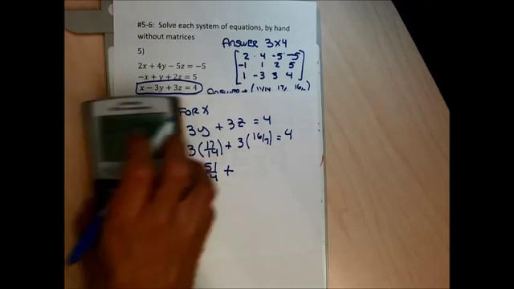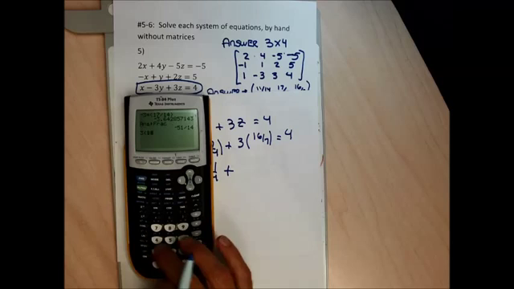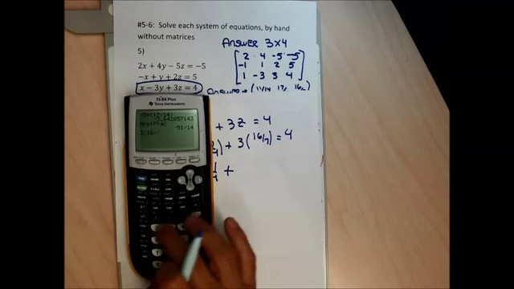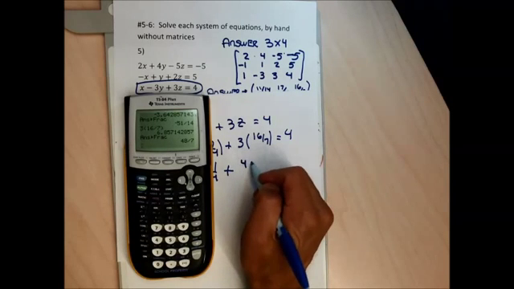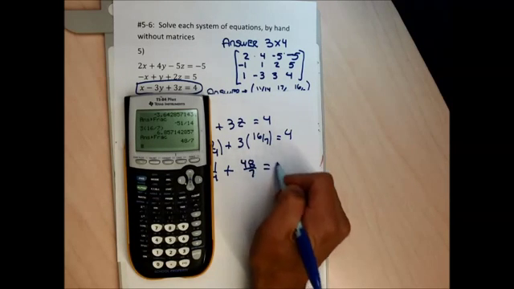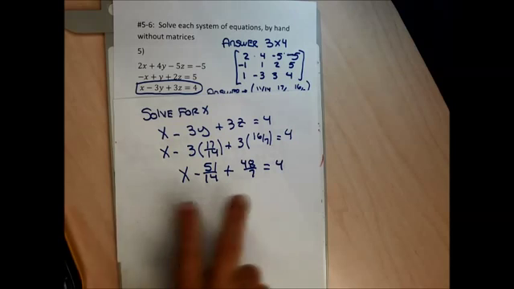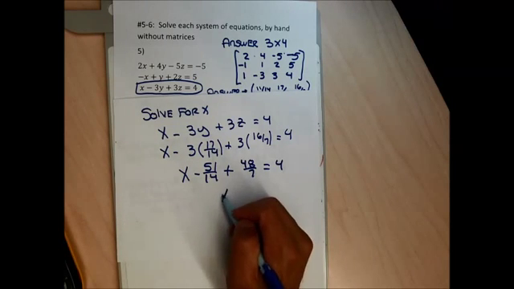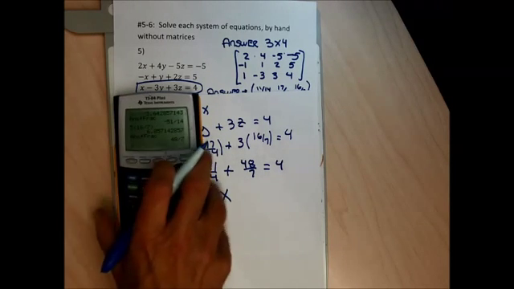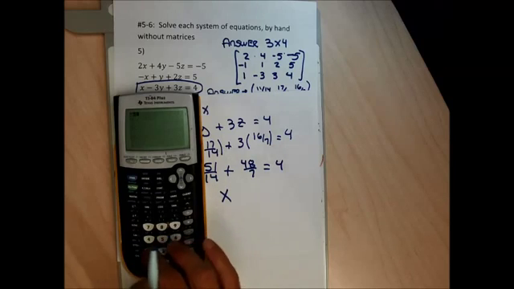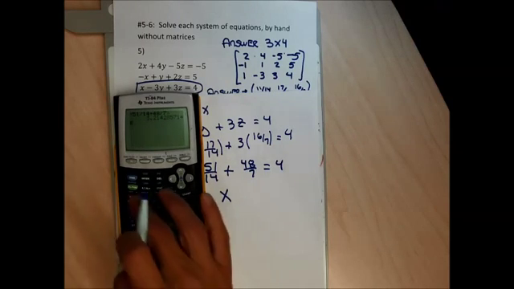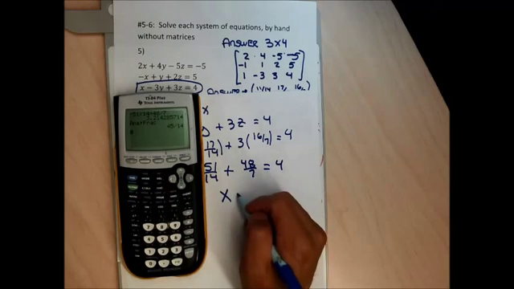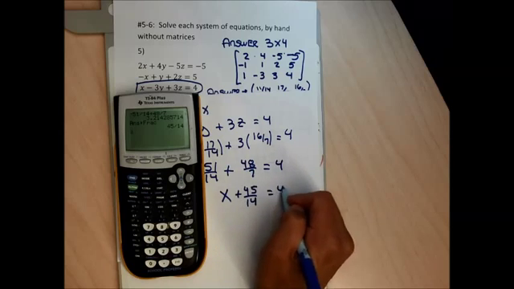3 times 16 over 7. 3 times 16 divided by 7. That's going to be plus 48 over 7 equals 4. And now I'm going to do minus 51 over 14 plus 48 over 7. Doing minus 51 divided by 14 plus 48 divided by 7. Math, enter, enter. This gives me plus 45 over 14 equals 4.